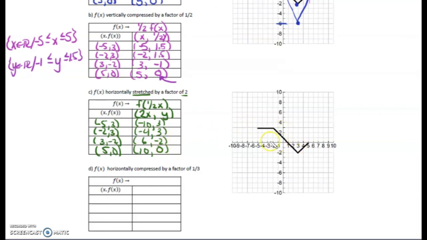So let's plot that. -10, 3. -4, 3. 6, -2, and then 10, 0.